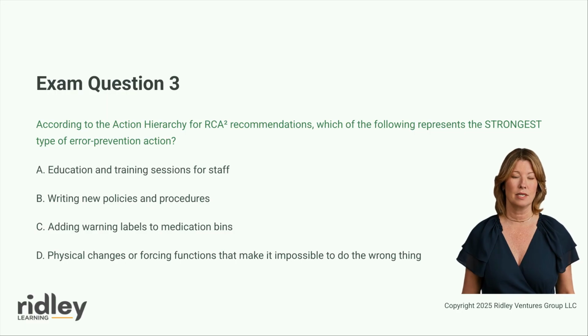staff member might be. Compare this to weaker interventions at the bottom of the hierarchy, such as education, policies, or warning labels. These interventions depend entirely on fallible human memory and vigilance. A nurse who was educated last year might forget. A policy sitting in a binder might go unread. A warning label might be overlooked during a hectic shift. Stronger actions eliminate reliance on human perfection, which is why they are always preferred.